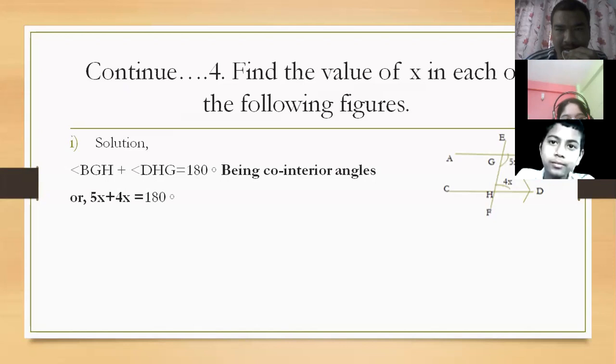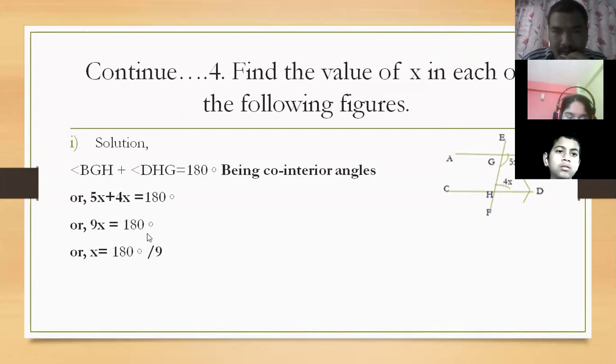Okay, this I had explained last class, isn't it, Sarah? 5x plus 4x, 9x, equals 180 degrees, being co-triangle. And x equals 180 degrees divided by 9, then the answer will come 20 degrees. Yes, sir, we have done this one. Yes, Sonam.